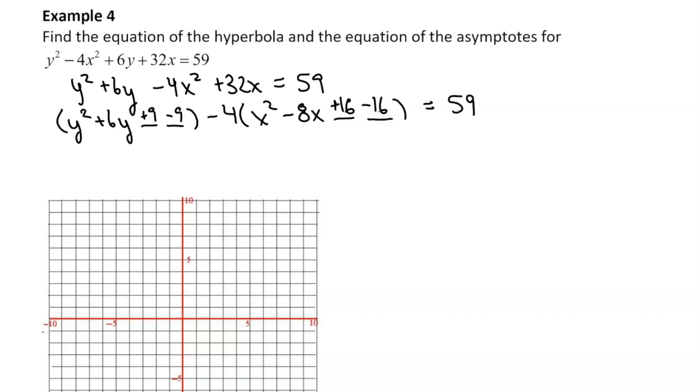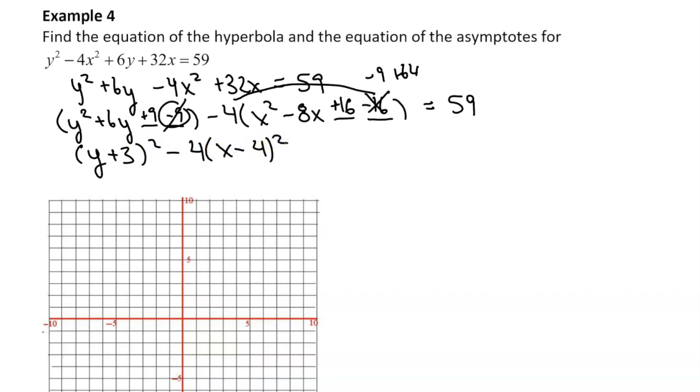And then we want to figure out, well, this 9 needs to come out. So negative 9 is going to be on the outside over here. And here, negative 4 times negative 16 need to be multiplied by each other, so positive 64 would be coming out right over there. Okay, so based off of this, we now have some perfect square trinomials that we could factor. You'd have y plus 3 squared minus 4 times x minus 4 squared. And then we would get something that would be saying plus 55 equals 59.